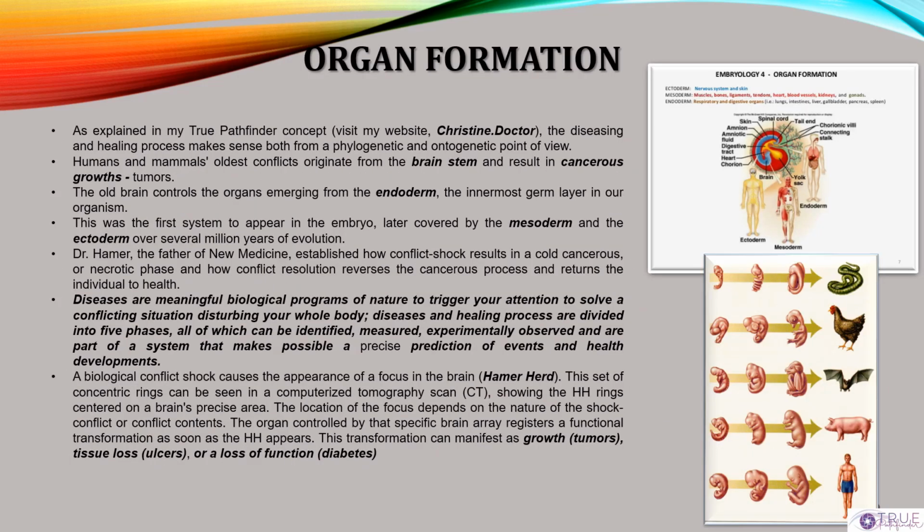As explained in our True Pathfinder concept that you can find on our webpage christine.doctor, the diseasing and the healing process makes sense both from a phylogenetic and an ontogenetic point of view. In humans and mammals, all these conflicts originate from the brainstem and result in cancerous growth, also known as tumors. The old brain controls the organs that emerge from the endoderm, which is the innermost germ layer in our organism, and this was the first system to appear in the embryo. Later, this was covered by the so-called mesoderm and the ectoderm over several million years of evolution.